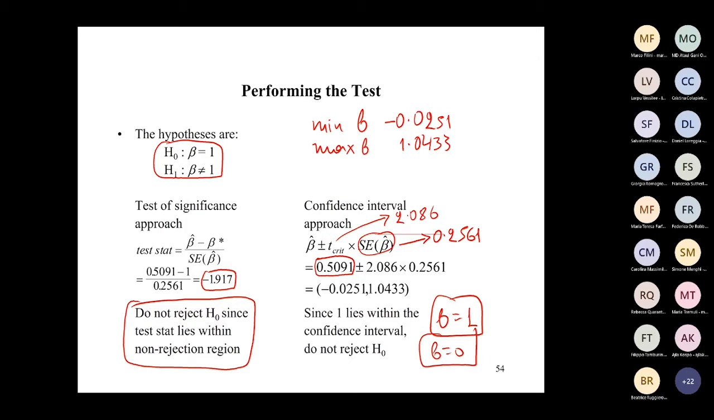Is 0 inside the interval? Yes. So can I reject beta equals 0? No. So 0 is a likely value for beta, 1 is a likely value for beta. Everything that is included in this interval contains likely values of beta.